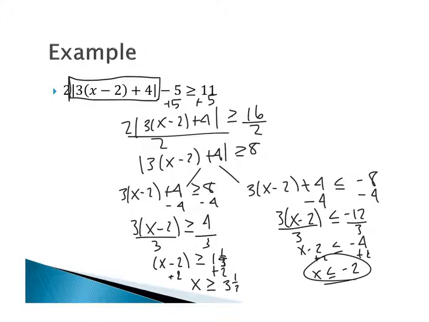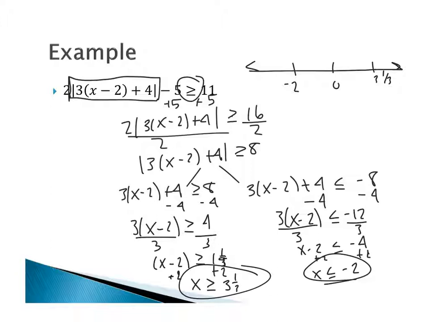All right, so here's my 2 points on my number line. Okay, so I go up here, I go 0, and 3 1/3 is out there. Negative 2 is out there somewhere. Now remember that since this is or equal to, I have filled in circles. Now, x is greater than or equal to 3 1/3, so that is to the right of 3 1/3. And x is less than or equal to negative 2, so that is to the left of negative 2. Okay, and so that's how you would graph that on a number line.